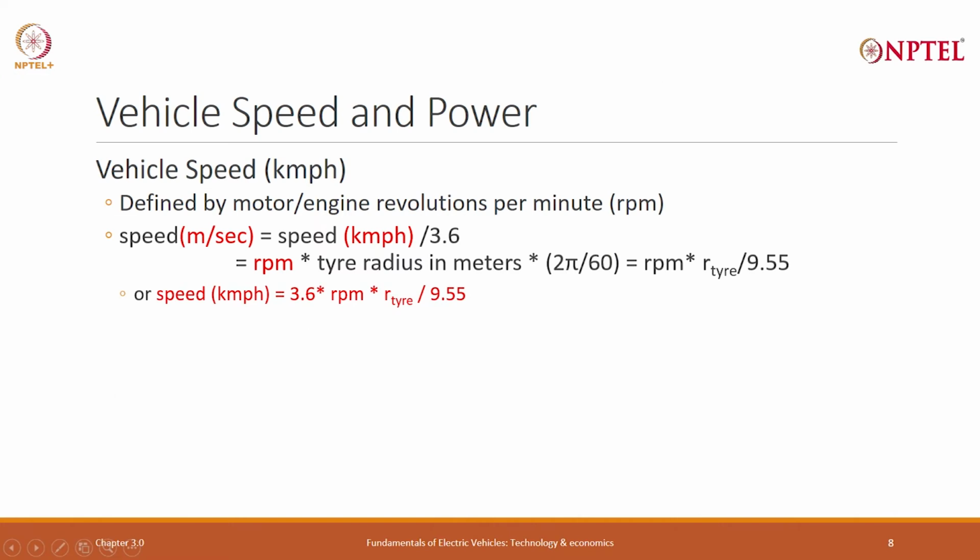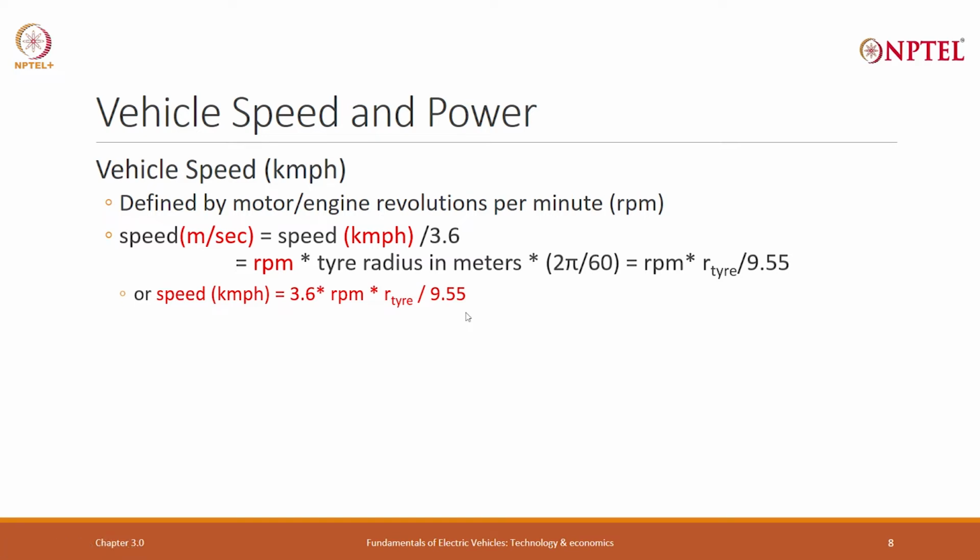Now, you can calculate 2 pi by 60 is 9.55, close to 10. So, very often people say you multiply RPM with the radius of the tire in meters and just divide by 9.55, close to 10, then you get the meter per second. And now, if you calculate speed in kilometer per hour, it is 3.6 times speed in meter per second. So, that is RPM multiplied by R tire divided by 9.55. So, this is the way you can calculate speed.